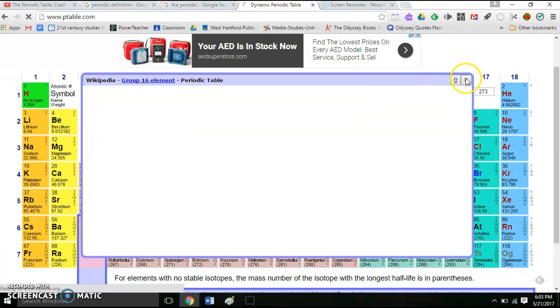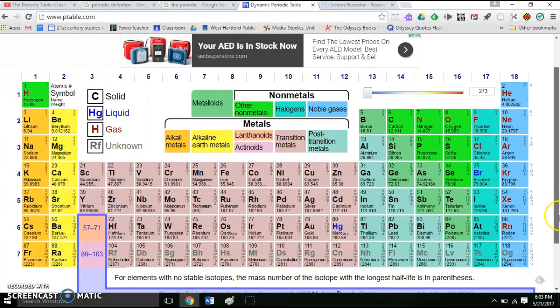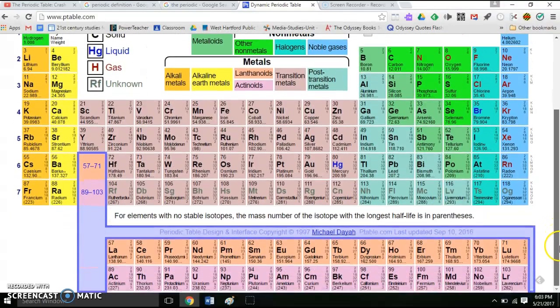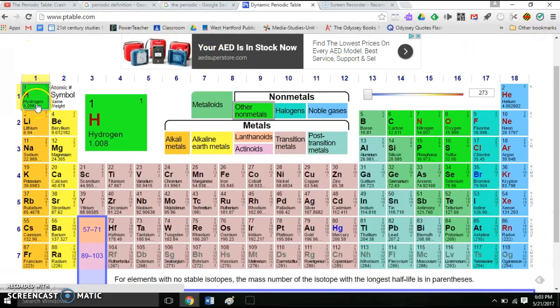And I can confirm that by showing you 1.008. If you don't believe me, pause the video and go through the whole thing, and I'll scroll down here too. But it's the lightest element, no joke. So if I click here, let's take a look at this.